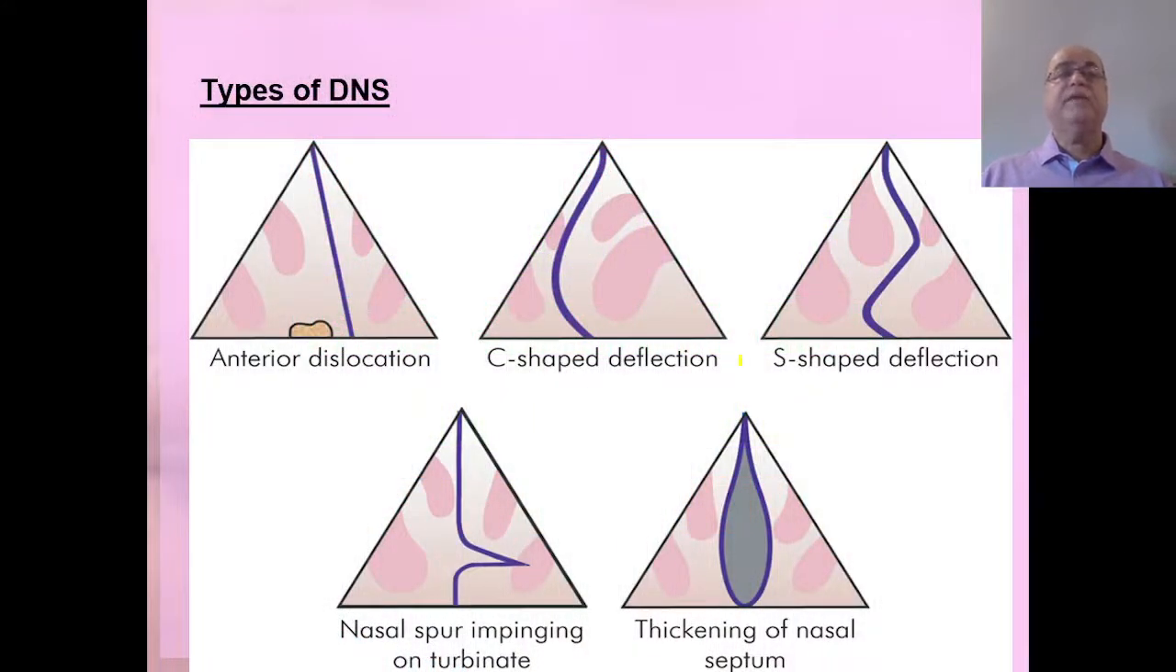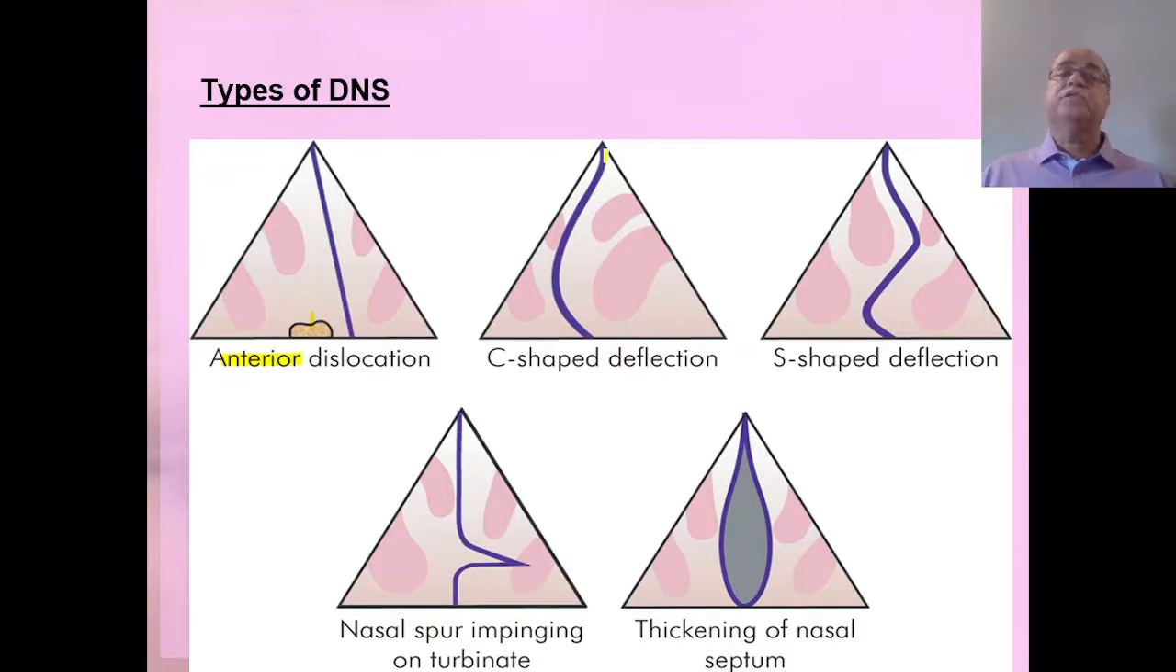So this is the diagrammatic presentation of this. This is the maxillary crest, and this lower part of the nasal septum is supposed to be placed here, but it becomes dislocated from here. So this is what we call anterior dislocation. This is also called caudal dislocation. So caudal dislocation of nasal septum or anterior dislocation of the nasal septum is one and the same thing.